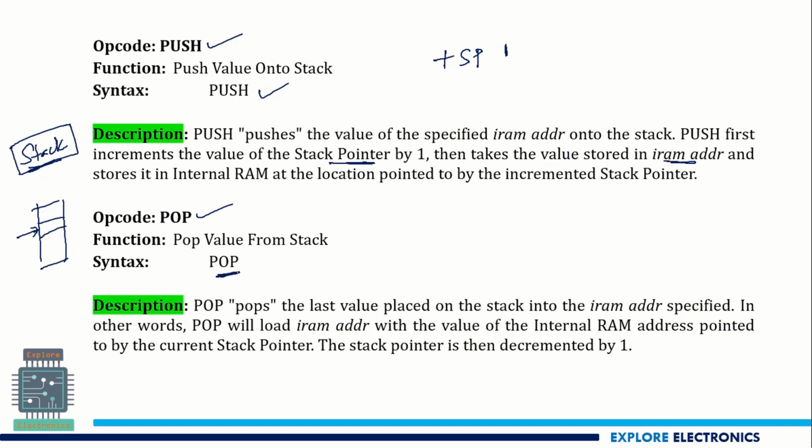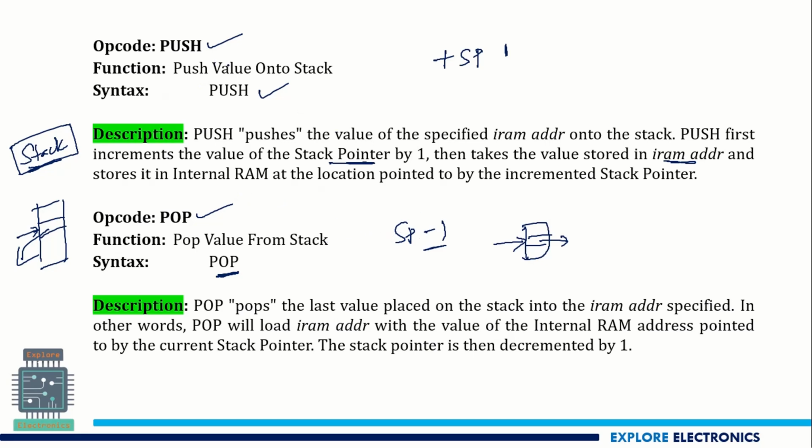Similarly, the pop instruction is going to be used to take out the data which was pushed last, right? So here the pop instruction, what is it going to do? It is going to decrement the stack pointer by 1. First it is going to decrement, and then whatever location the stack pointer is pointing to, we are going to take out the data. So let us understand this push and pop instruction in another video in detail. These are very important for the exam.